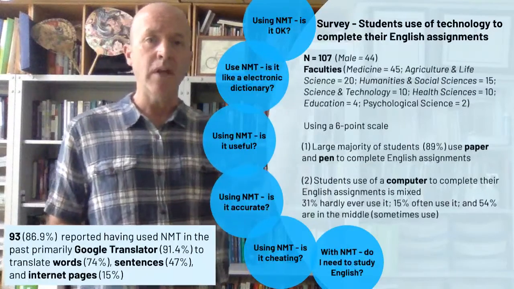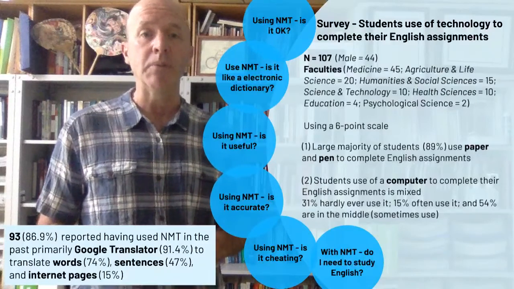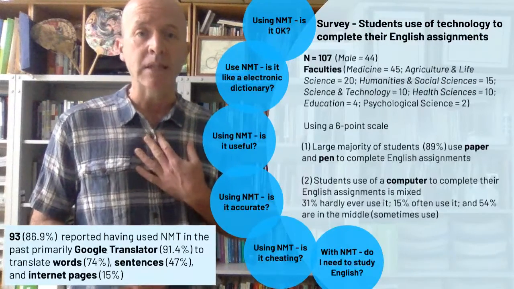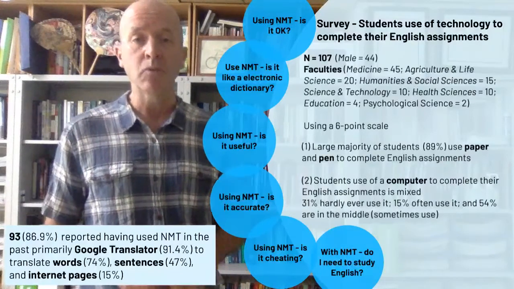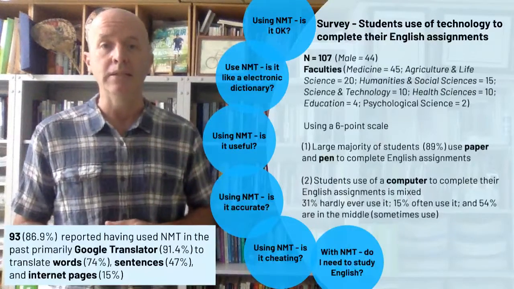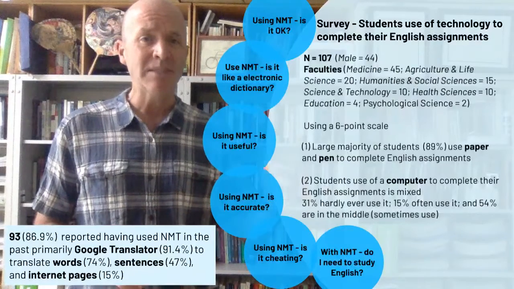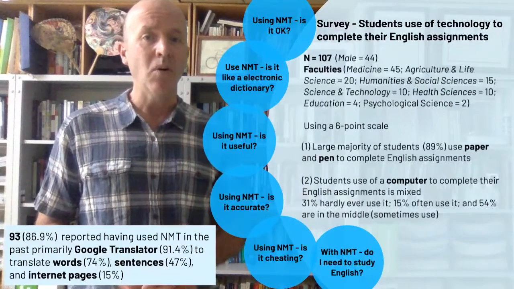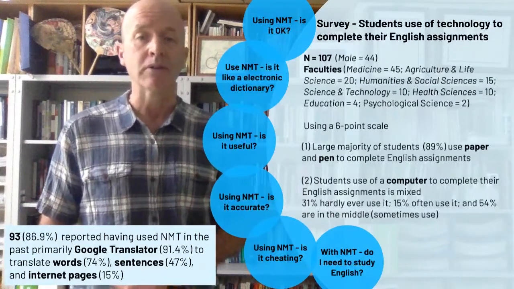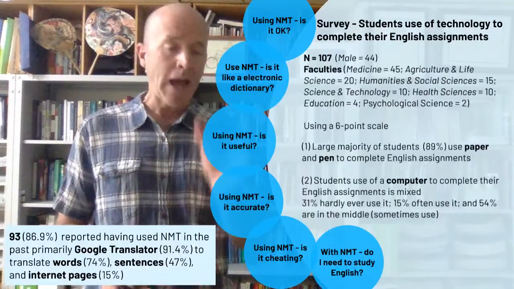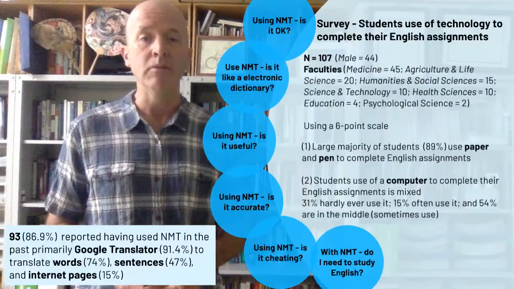At the start of the survey, they were just asked some basic questions about, do they still use paper and pen to complete their assignments? And surprisingly, for me as an American, this is quite a high percent, almost 90% reported using paper and pen to do their homework, which for me is rather surprising. And as far as a computer, just under a third hardly ever use a computer to complete their assignments. About half are somewhere in the middle, and 15% mention that they often use it.